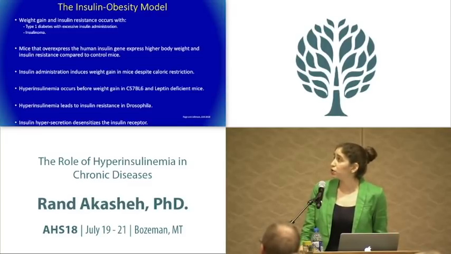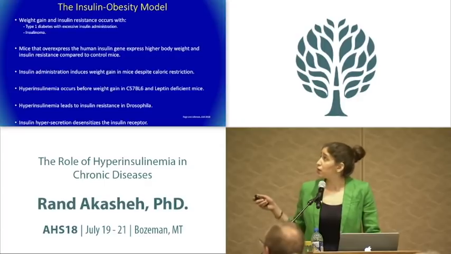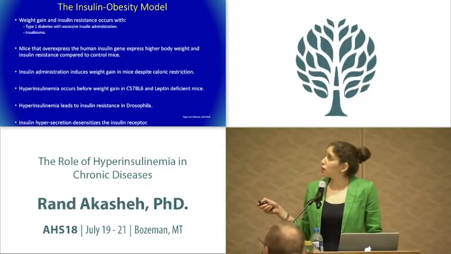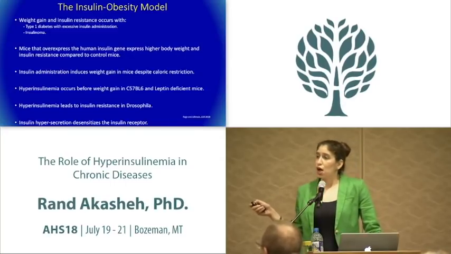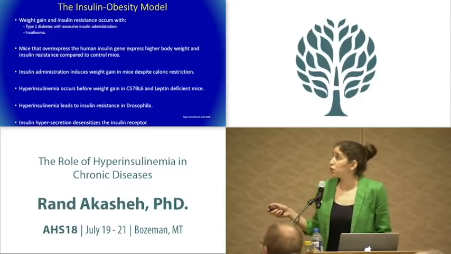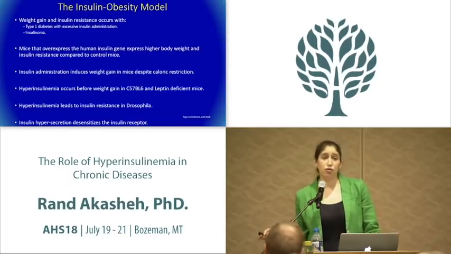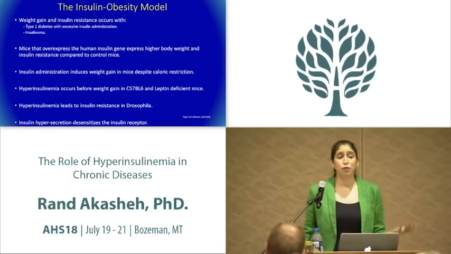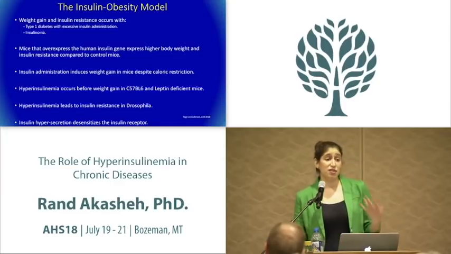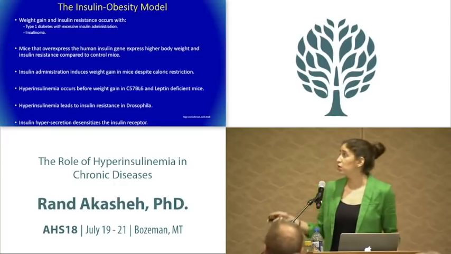In addition to that, hyperinsulinemia occurs before weight gain in mice that are prone to obesity. These mice are known to be prone to obesity and diabetes, like C57 black 6 mice and leptin deficient mice. It was shown that hyperinsulinemia comes before their weight gain. Hyperinsulinemia also leads to insulin resistance in Drosophila, and that's because, just like many hormones, if you overexpose the cells to them, these cells get desensitized. And it's true for so many hormones, for so many medications.